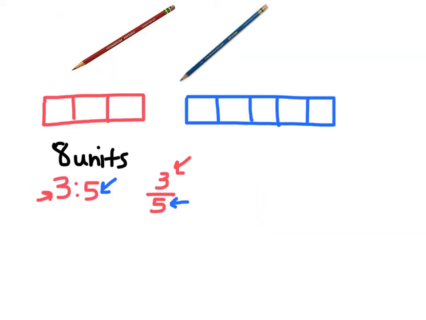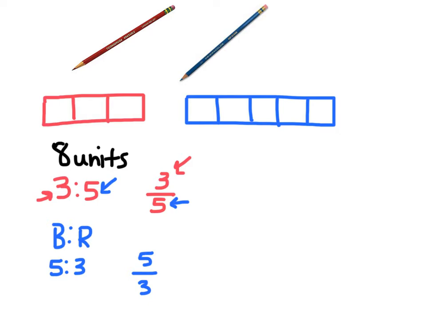Now let's write the ratio of the length of the blue pencil to the length of the red pencil. That would be written as 5 to 3. We could also write that ratio in fraction form by putting the length of the blue pencil over the length of the red pencil, or creating a fraction that says 5/3. 5 to 3 and 5 over 3 is the same relationship.